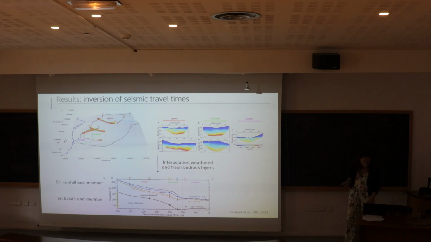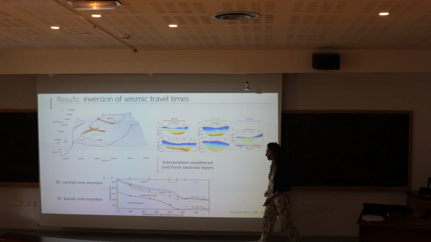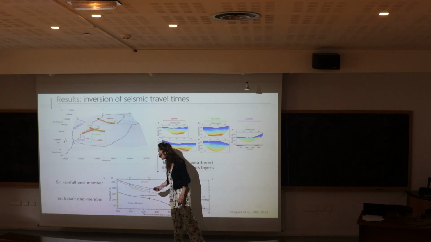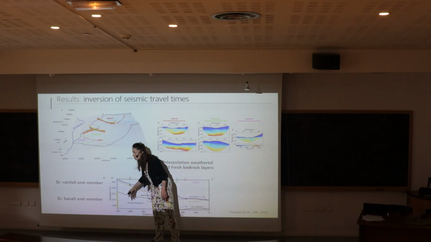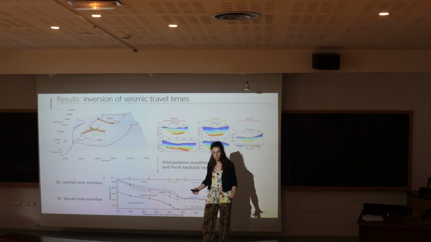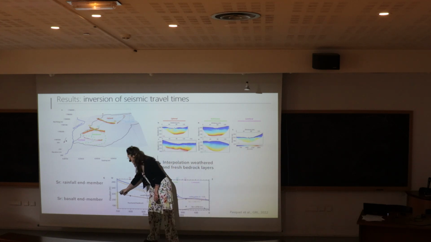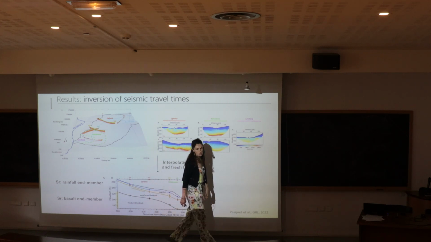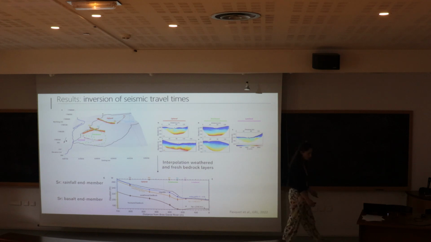And of course, the idea, as I said before, is that any water that's flowing only in the first layer will have a strontium isotopic composition that is the one of the rainfall. Everything that's flowing below would have an isotopic composition that is the one of the basalt.